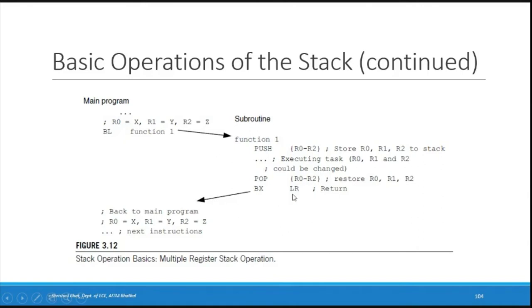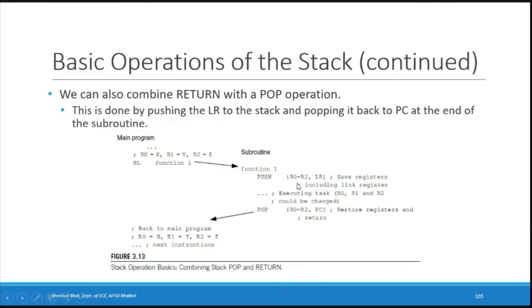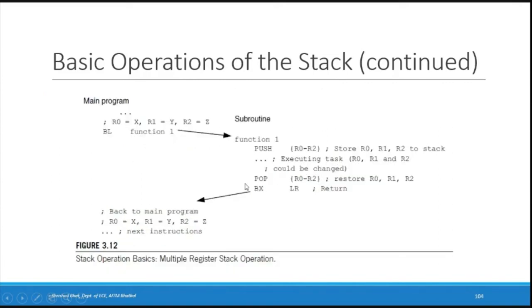So what is the link register? It will store the address of the next instruction to be executed after returning to the main program from the function, right? So here you have used BL function one, that is, branch with link to function one. That means after we return from the function, if you use BX LR, you'll be returning back to the same line from where you had branched. You can combine this link or return with the pop. So if you push the contents of the link register along with the registers R0 to R2, and at the end, while you're popping the contents of the link register, you pop into the program counter, it will do the same thing. So you can avoid this particular instruction BX LR.